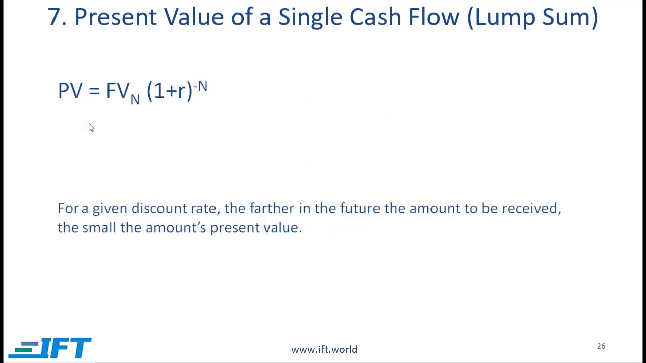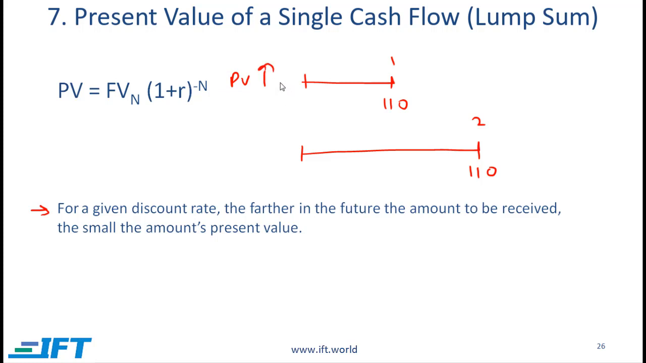Given what you have just seen, we can say that for a given discount rate, the further in the future the amount is to be received, the smaller the amount's present value. So if you are to receive $110 at the end of year 1 versus $110 at the end of year 2, where will the present value be higher? Clearly, the present value will be higher in this case, assuming, of course, that the discount rate is the same in both cases. And you can see why.